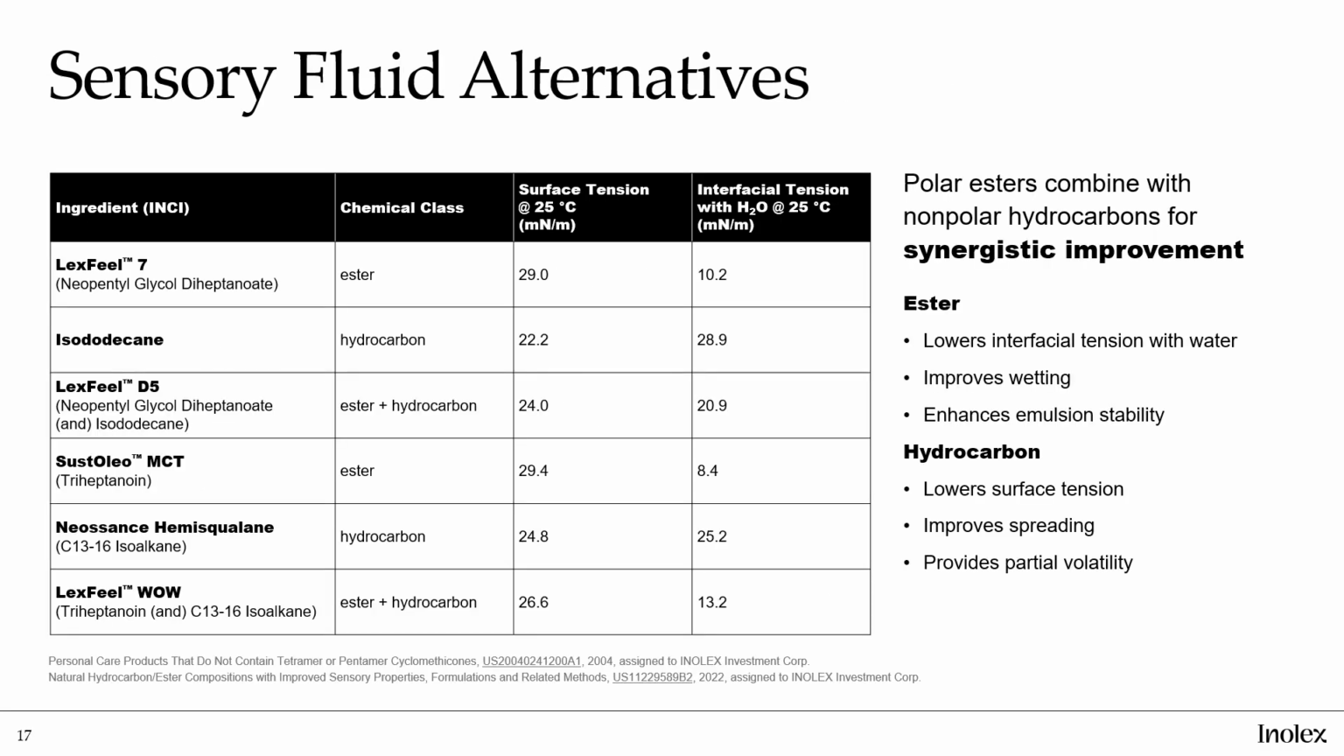One of the earliest innovations at Inolex in the area of silicone alternatives was the development of cyclomethicone alternatives based on ester hydrocarbon blends. And these are particularly important because they have a synergistic benefit that occurs when you mix an ester with a hydrocarbon. So if you take a look at the table here, you can see I've listed several esters, hydrocarbons, and then the blends. And if we look at the column where we have surface tension listed, you'll see that the esters generally have higher surface tension values than the hydrocarbons.